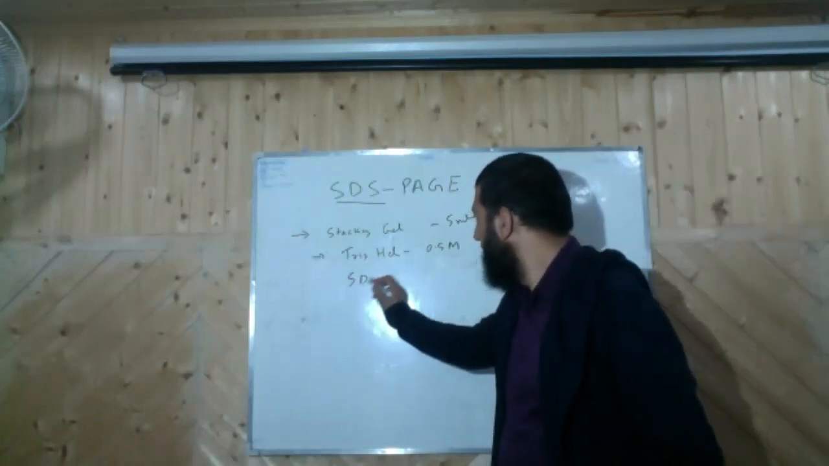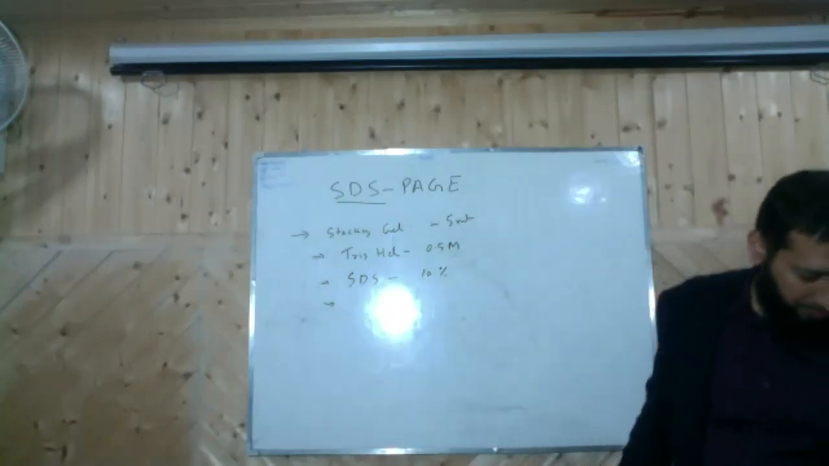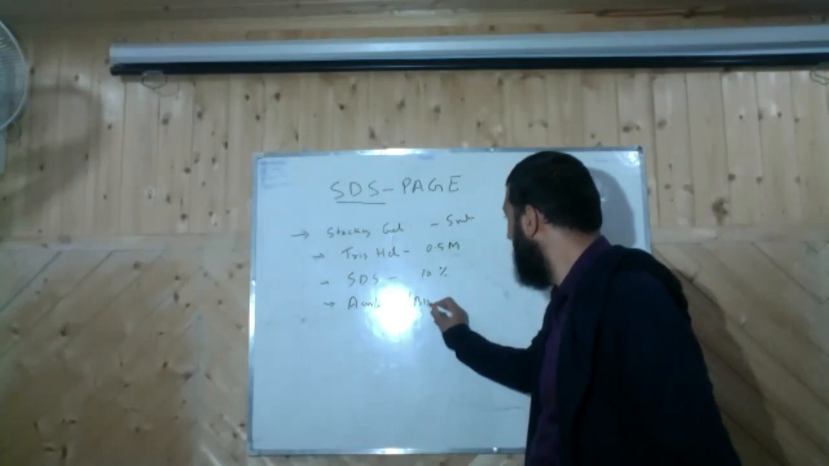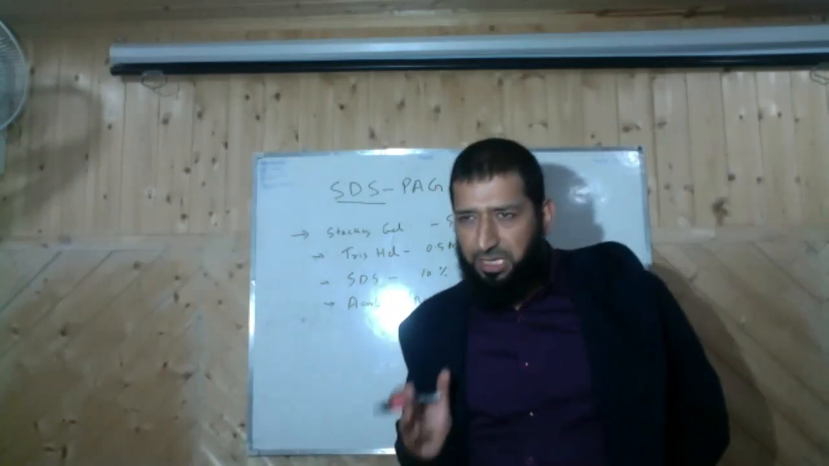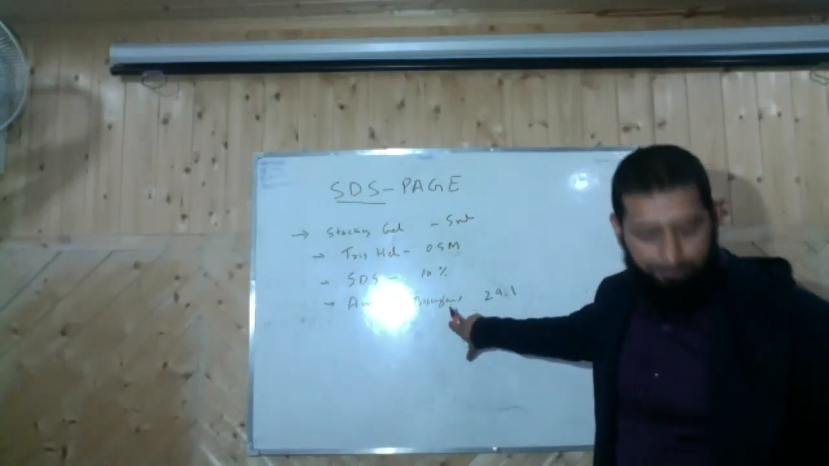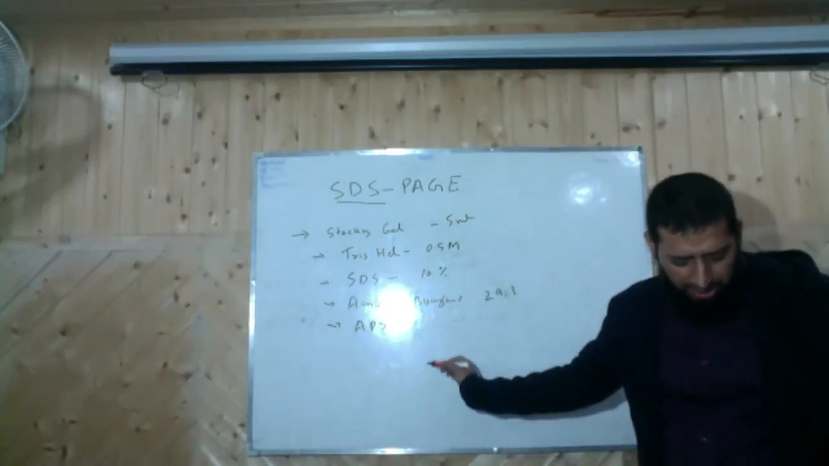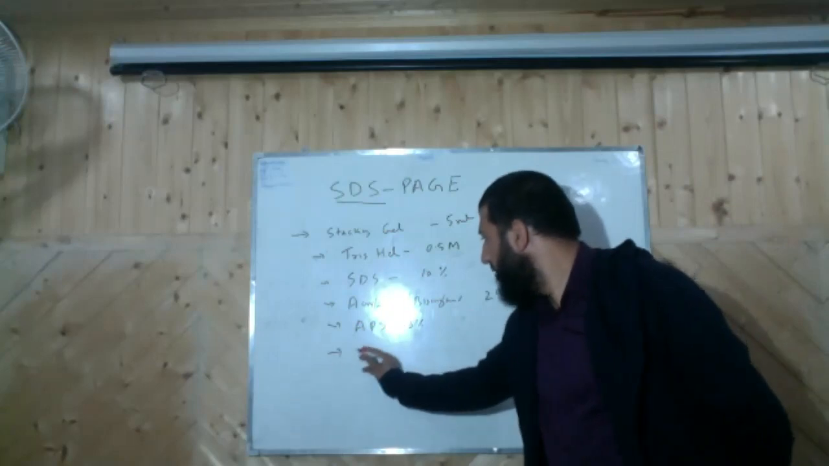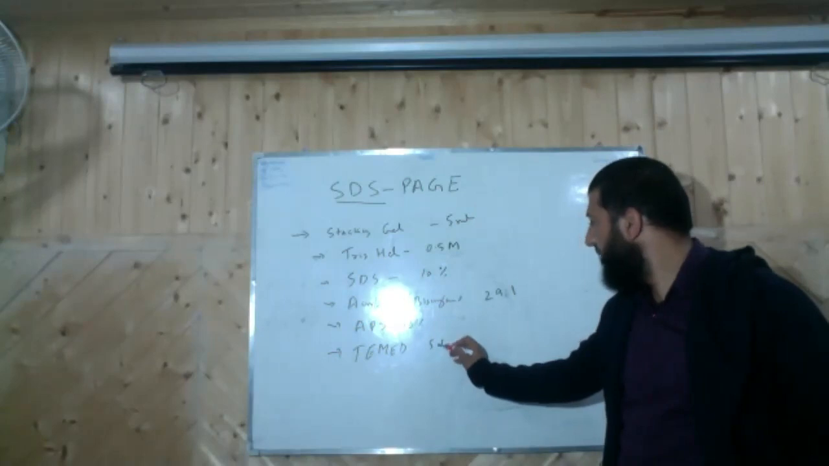Then you use SDS, 10%. Then you need acrylamide and bisacrylamide in the ratio of 29:1. So the major proportion of this gel is acrylamide, and you'll require a small amount of bisacrylamide, in the 29:1 ratio. Then you require APS, ammonium persulfate, that should be around 10%. And you require TEMED. This is pre-made, and you require 5 microliters of this.